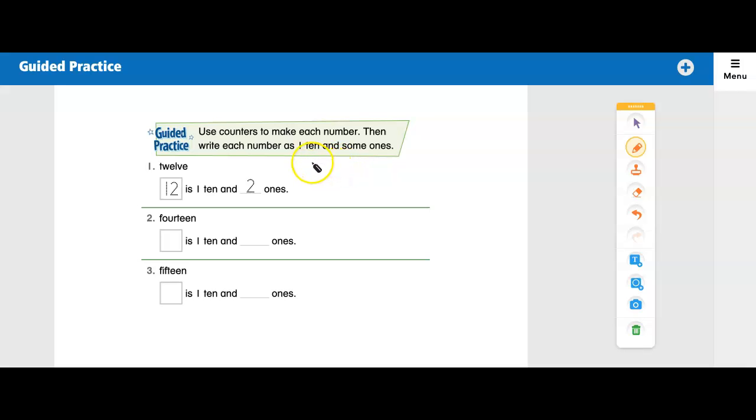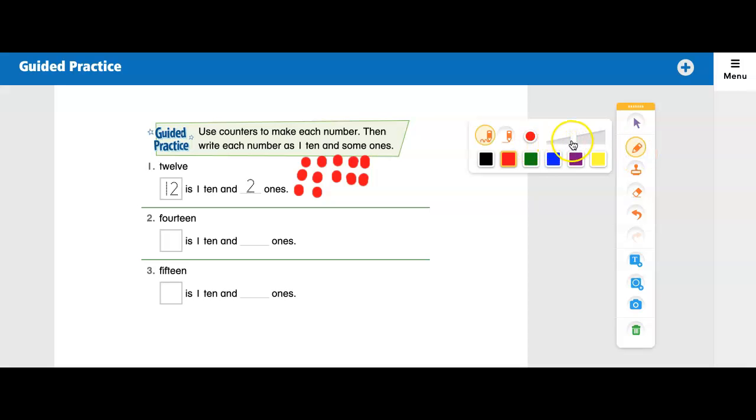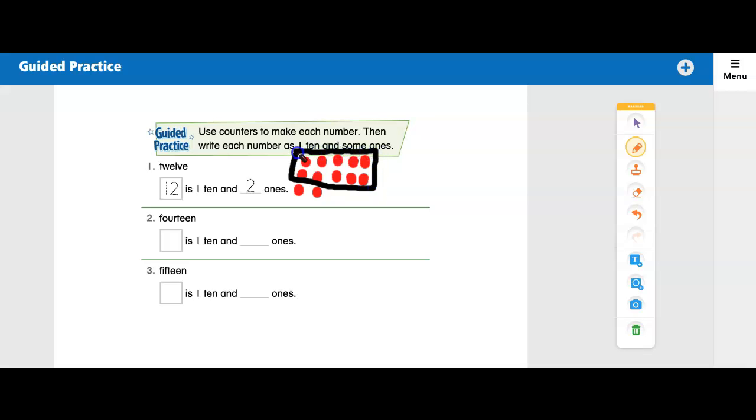If we use counters to make each number, I count 1, 2, 3, 4, 5, 6, 7, 8, 9, 10, 11, 12. By counting this way, I made it look like I was counting inside of a tens frame, so that I automatically know I used 10 and then 2.